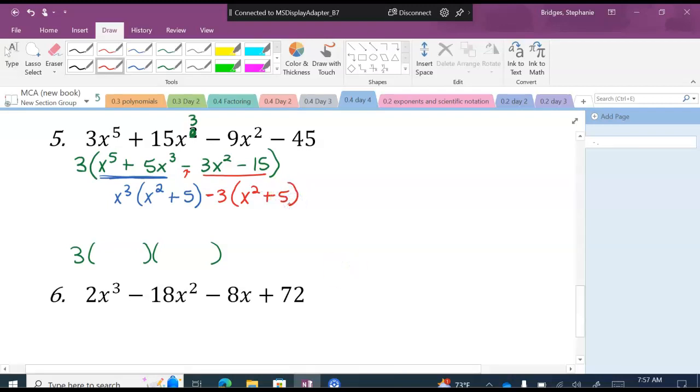Okay. Do I have the same stuff in my parentheses now? Here and here? Okay. So I'm going to pull that out. And then my leftover parts, the x to the 3rd minus 3, is going to go in that second parentheses. And then again, I just brought that 3 down that I pulled out originally.